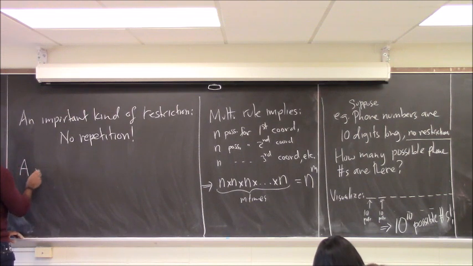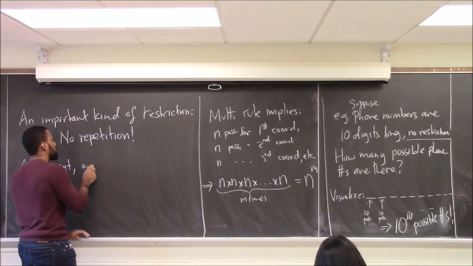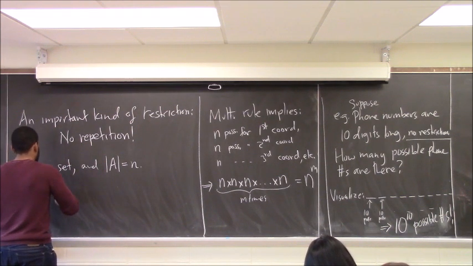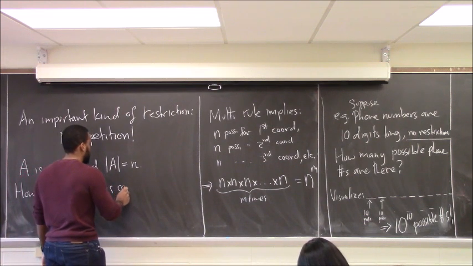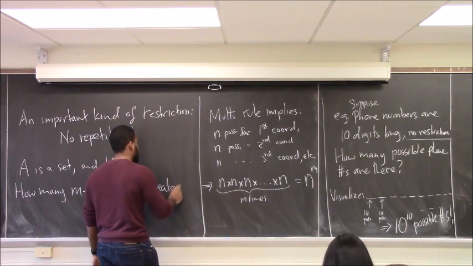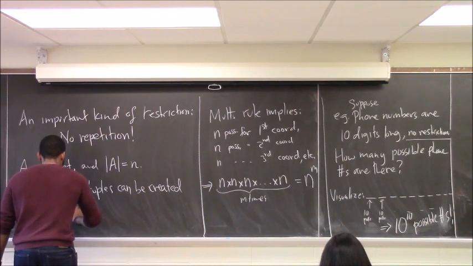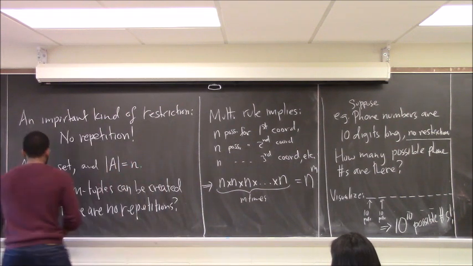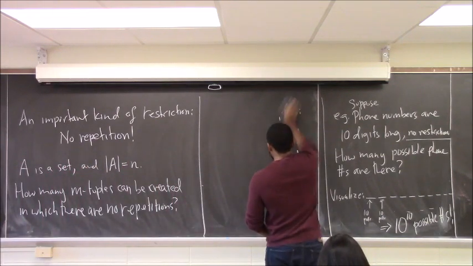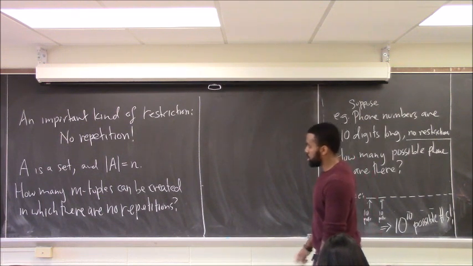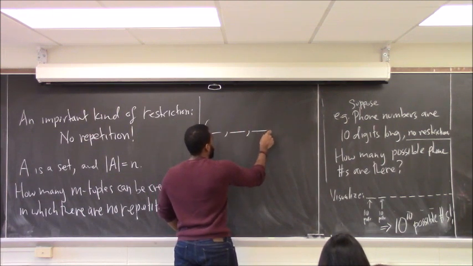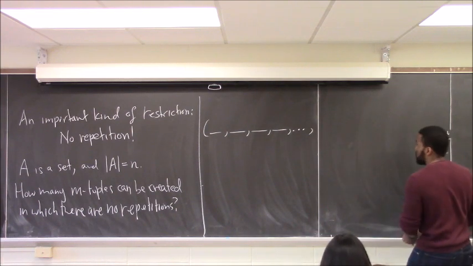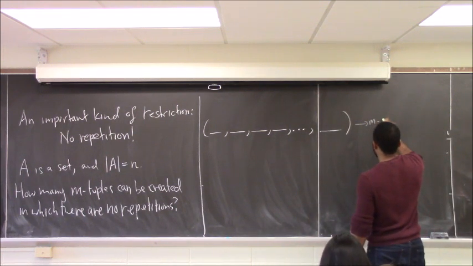So now, if you have A is a set, and the number of things in A is n, how many m-tuples can be created in which there are no repetitions? Well, you can apply the multiplication rule here as well, but of course you just restrict yourself. So there are m situations, m coordinates.